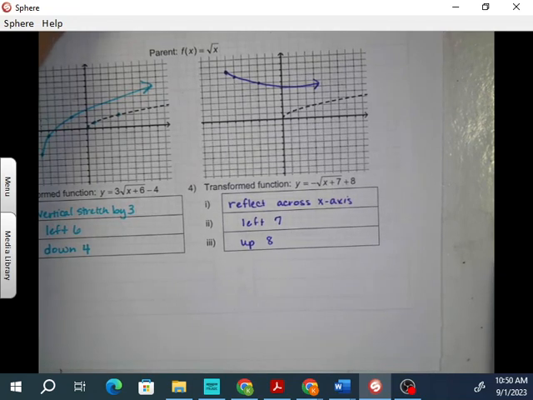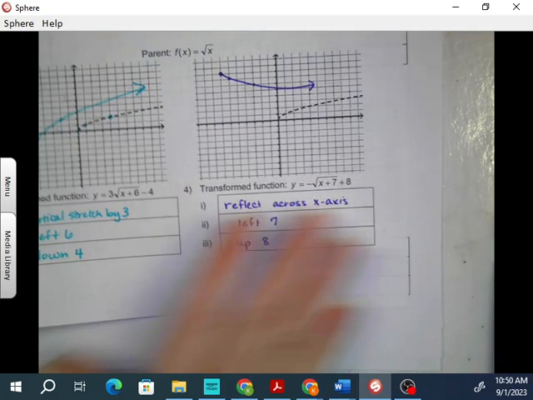Looks sort of like that. You have a reflection across the x-axis. Left 7, up 8. Is everybody good? These are just sketches, so don't worry if the graph is not great, as long as you get the general idea.